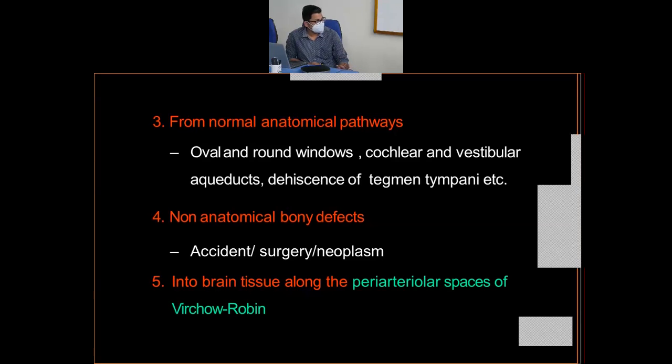Non-anatomical bony defects are like whenever there is a fracture of the temporal bone due to RTA or any surgery, any accident. These are not inborn. It's an acquired cause, meaning an acquired bony defect, and it may spread to the brain through the perivascular space of Virchow-Robin. So Virchow-Robin space is a space around the artery or vein. Through that space, infection can spread to the brain.